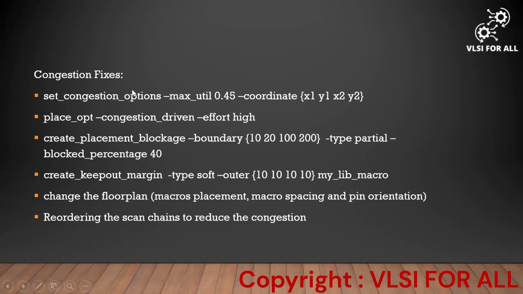How we will fix congestion, these are the commands we can use. Let's say set_congestion_options -max_utilization. The number we provide depends on the block and the design complexity. I am providing 0.45, which means 45%, and -coordinates x1, y1, x2, y2, which creates an area where we tell the tool to use only up to the utilization number given here. So up to the maximum it will utilize this area in the coordinates given, and in that particular area congestion gets some relief.